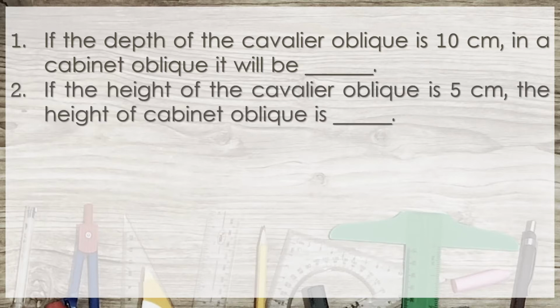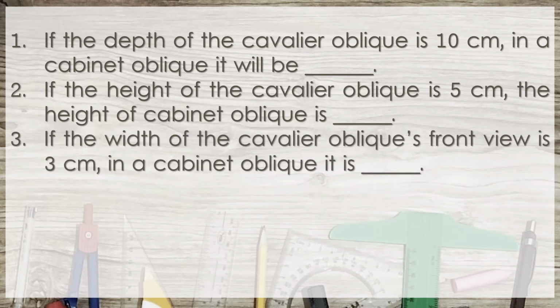Number 2. If the height of the cavalier oblique is 5 centimeters, the height of cabinet oblique drawing is? Correct. So the height is the same with the cavalier oblique. Number 3. If the width of the cavalier oblique's front view is 3 centimeters, in a cabinet oblique it is? Correct. It is also 3 centimeters since both width is drawn at a full size.